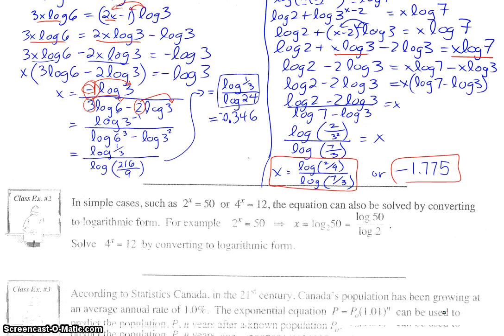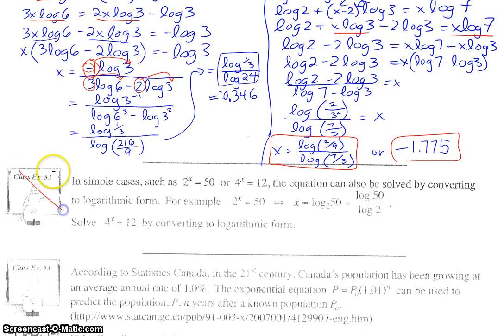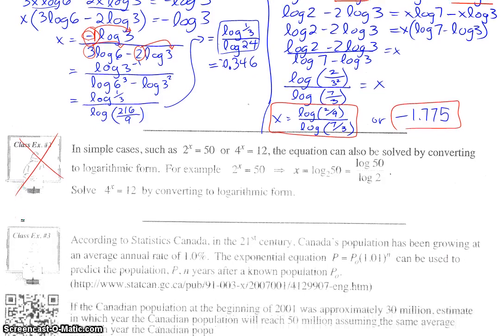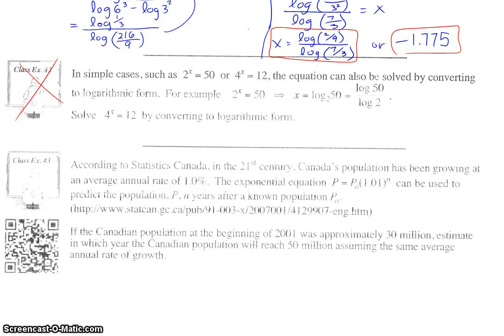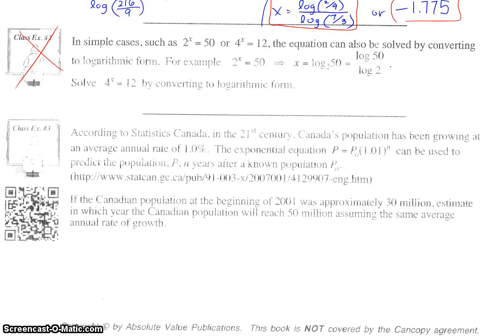Okay, simple cases. We'll skip example 2. We'll just stick to the one way to do it. Okay, in example 3, Stats Canada, population growing, average annual rate. They give you the equation. Okay, sorry, this is hard to read. And they tell you n is the number of years, and a known population is the beginning population, p naught, and then predicting a p amount of population after a certain amount of time.